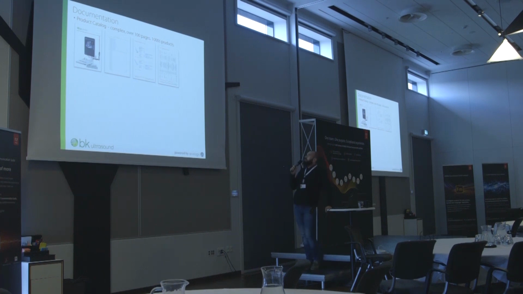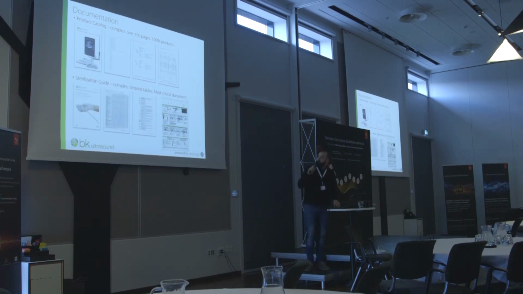Product catalog. Main document, complex. It's over 100 pages and thousands of products. And I'd like to find a better way to use FrameMaker for this, probably in a structured format, because it's a real beast to maintain and to keep the formatting consistent. So this is maybe where we'd start if we were going to move to a sort of a more structured format. Sterilization guide here, our most important document, because if these things aren't sterilized properly, people can die, which is serious.